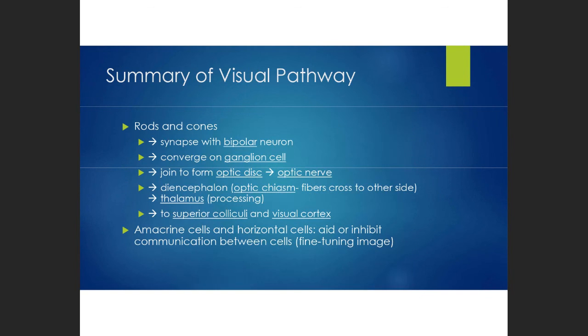Okay, so here is the summary of the visual pathway. Rods and cones synapse with a bipolar neuron, which converges on a ganglion cell. Then the impulse continues, the ganglion cells continue to form the optic disc, and then the image travels along the optic nerve towards the brain. At the diencephalon, there is the optic chiasm where fibers cross to the other side, as you saw in the last picture. The thalamus is the relay area of the diencephalon, and will decide where they go. They're going to go to the occipital lobe, but along the way, they will pass through the superior colliculi and, of course, then the visual cortex of the occipital lobe. Amacrine cells and horizontal cells, as you saw, aid and inhibit the communication between ganglion cells, and that helps, as we said, fine-tune the image.